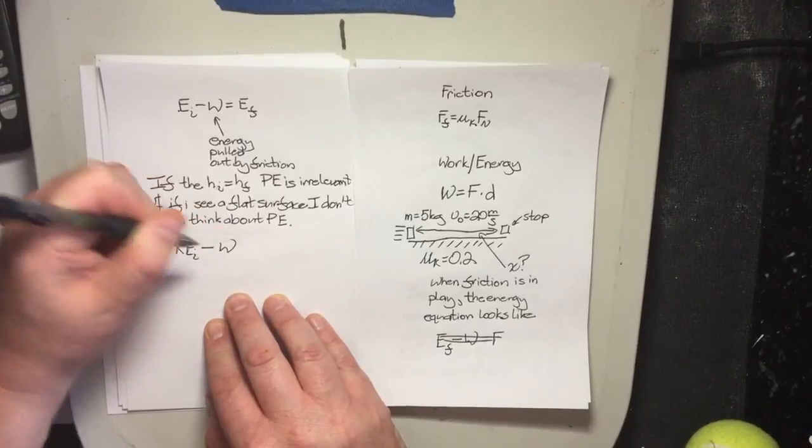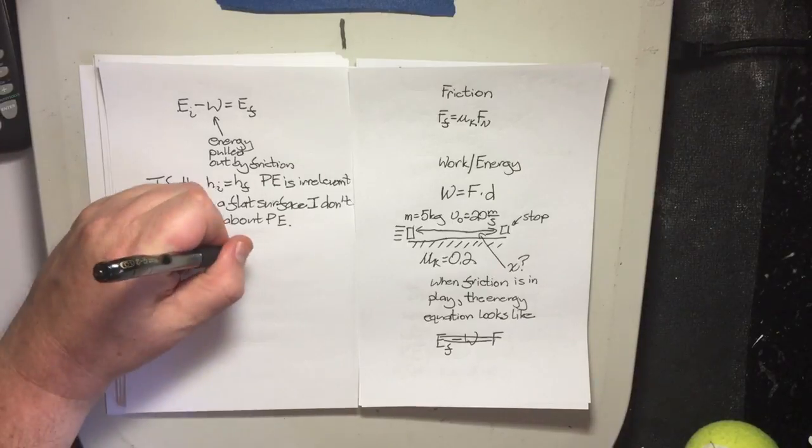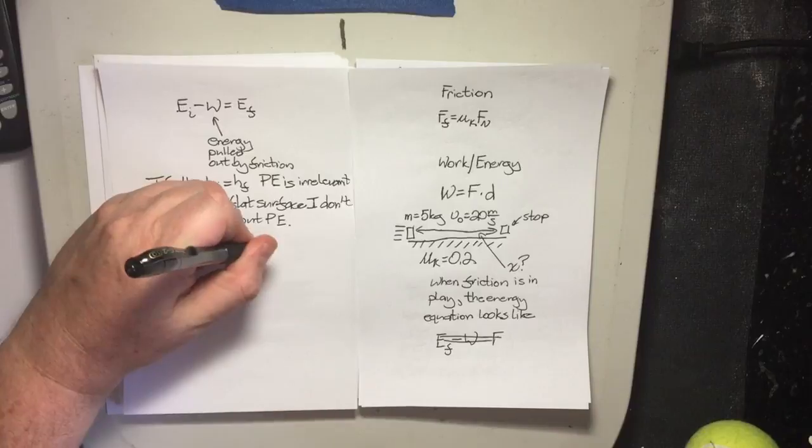Now this is the work, the energy removed, pulled out by friction. And then, what is my final energy? What's the final energy of the system? 0. How do I know it's 0? The velocity is 0. There's no height, it's not hanging over anything. There's nothing there. So that is 0.